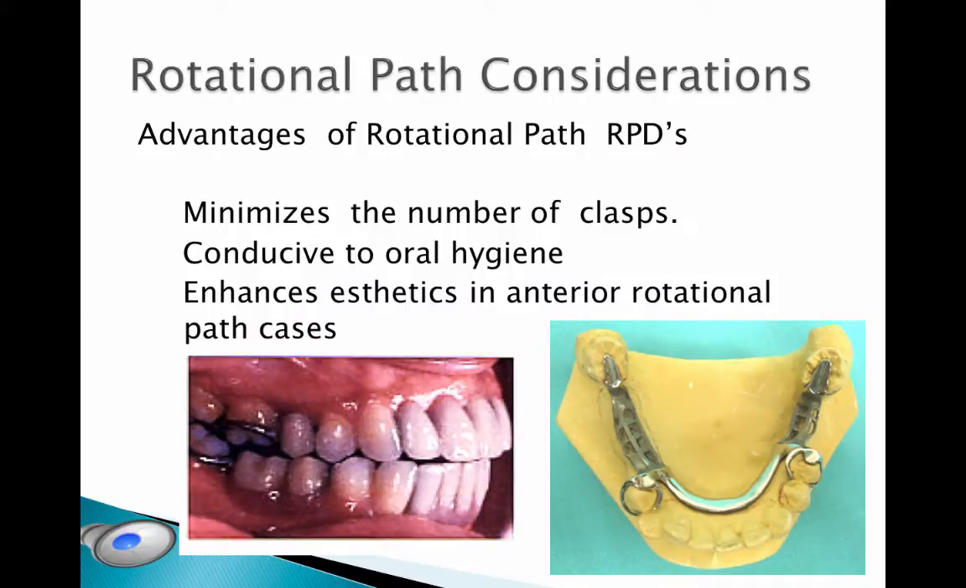The advantage of using the rotational path RPD is the minimization of the use of conventional clasps. It is achieved without compromising the requirements of the direct retainer. Because there is less metal around the tooth surface, it also enhances oral hygiene. Lastly, in cases of anterior Class 4 edentulism, as shown in the picture on the left, the rotational path can be very aesthetic without any anterior clasping.